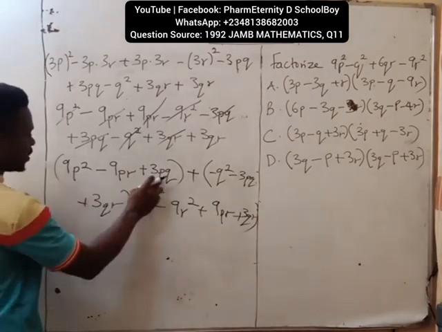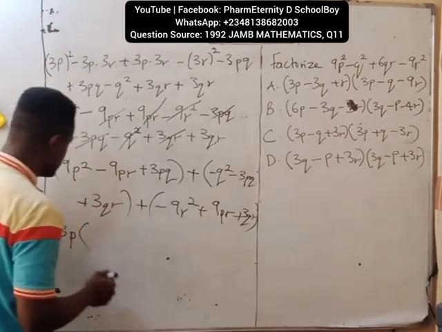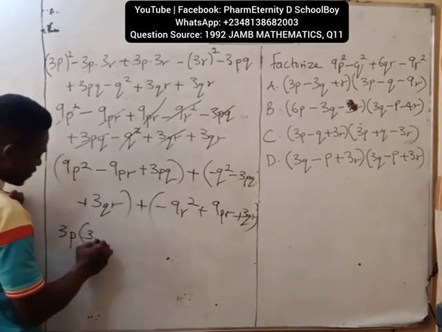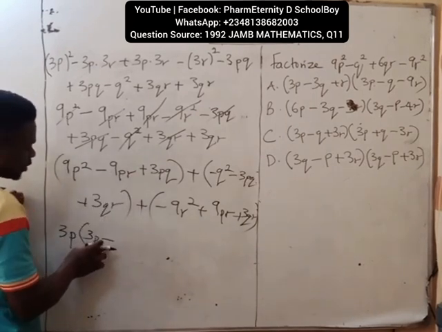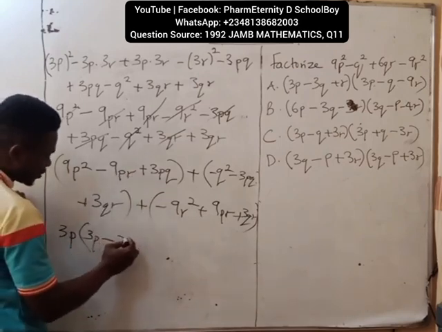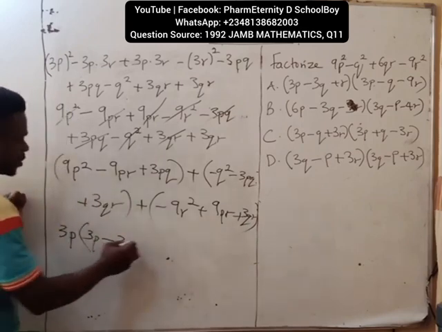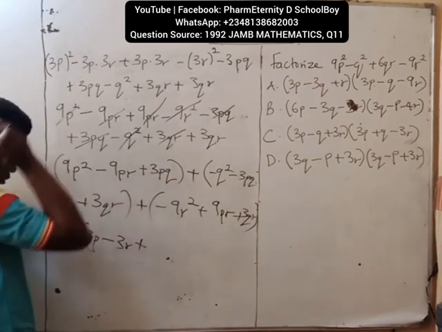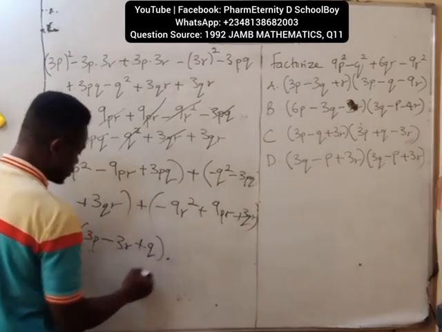3P. So 3P. 9P squared divided by 3P: 3 divides 9, we have 3. P divides P squared, we have P. Minus, okay, I have brought down the minus here. 9PR divided by 3P: 3 divides 9, we have 3. P divides P, P will go, so we are left with R. Plus 3PQ divided by 3P: 3 will cancel 3, P will cancel P, so what remains is Q.